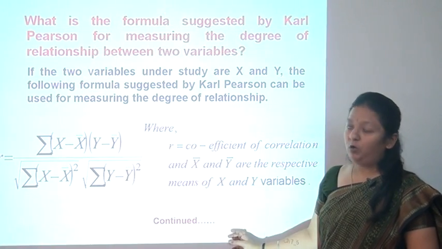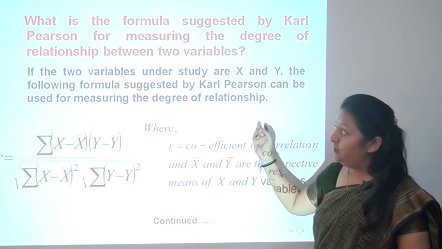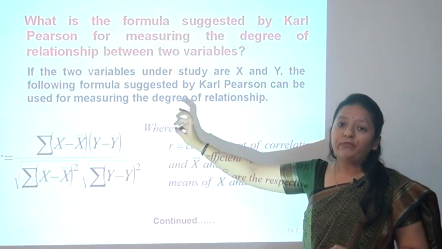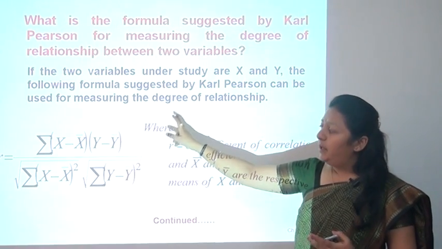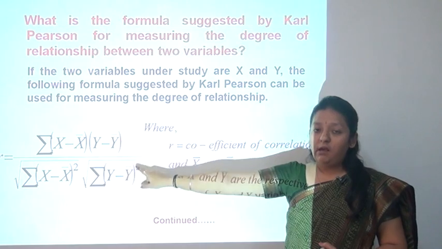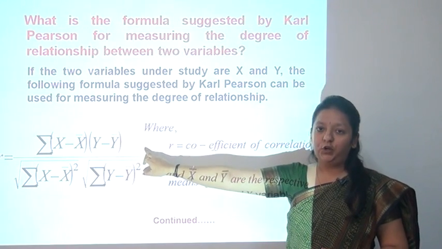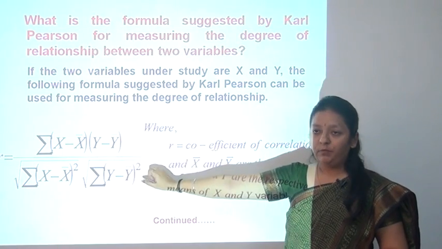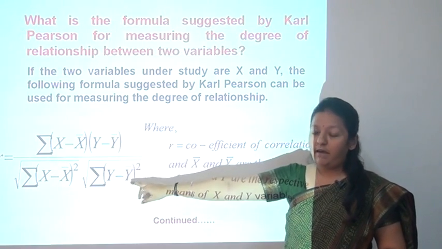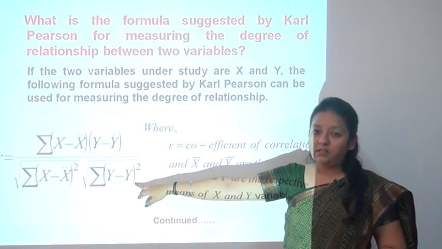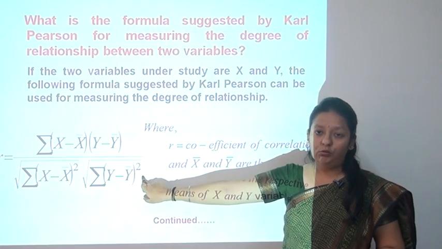Now this is the formula suggested by Karl Pearson for measuring the degree of relationship between two variables. That is, R is equal to sigma (x minus x bar) into (y minus y bar), divided by the square root of sigma (x minus x bar) whole square times sigma (y minus y bar) whole square.